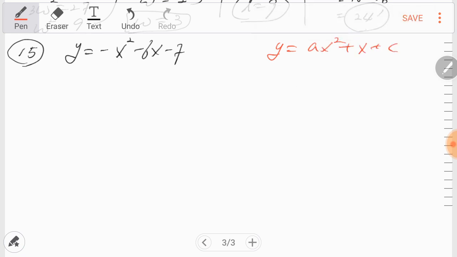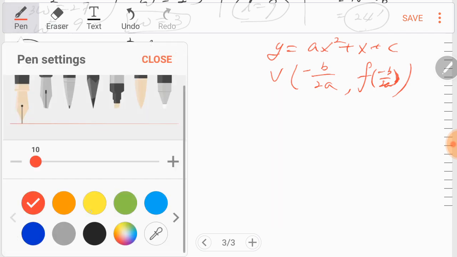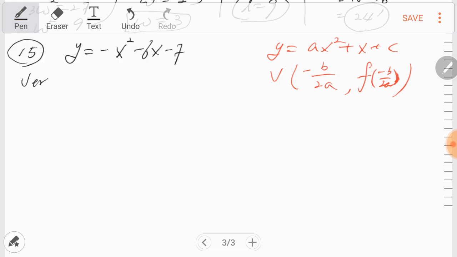Then the vertex of the x coordinate is always what? Negative b over 2a. Then the y coordinate is just plug in this x value to the function. So this is the formula for the vertex. So from here, for the vertex, the x coordinate is equal to negative b over 2a.